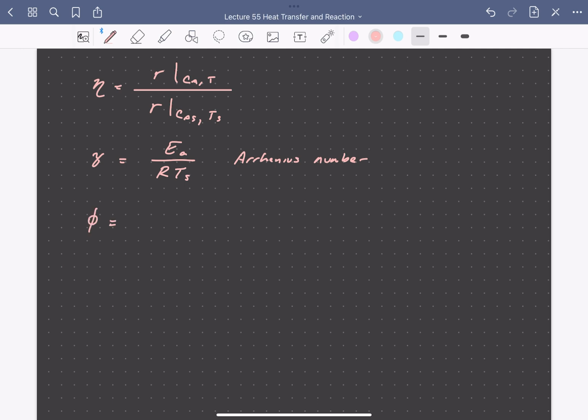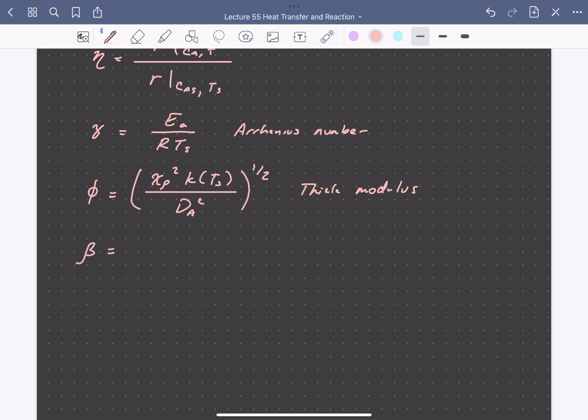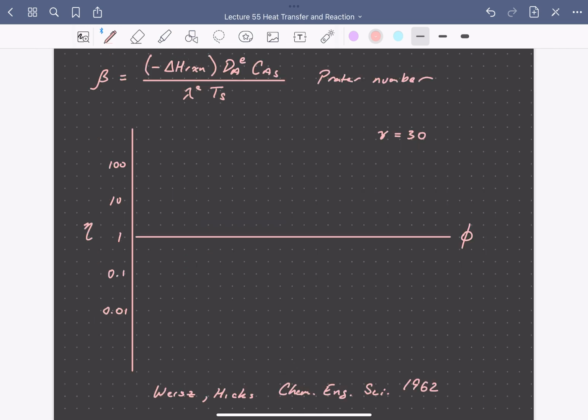The Thiele modulus, which for this geometry is the half thickness of the slab squared, times the reaction rate constant evaluated at the surface temperature divided by the effective diffusivity of A, all to the 1/2. And this quantifies the relative rates of reaction compared to diffusion. And our last dimensionless number is the Prater number, which quantifies the dimensionless maximum temperature rise in the pellet. So here let's look at a plot of our effectiveness factor versus different dimensionless parameters.